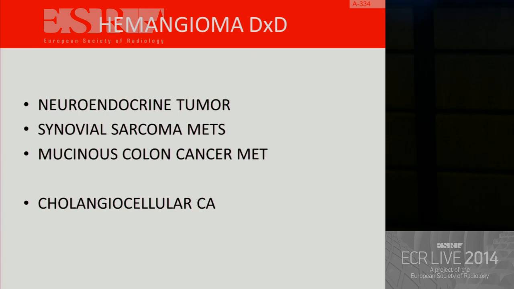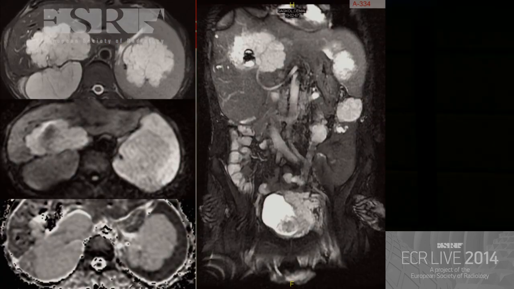But in certain patient groups, like patients with neuroendocrine tumor history, synovial sarcoma tumors, and mucinous colon tumors, you have to be very careful. The reason? They can be very bright on T2. This is a mucinous colon tumor metastasis, and you can see the T2 shine-through effect. So it is not a benign lesion, but it is a metastatic lesion to the liver.